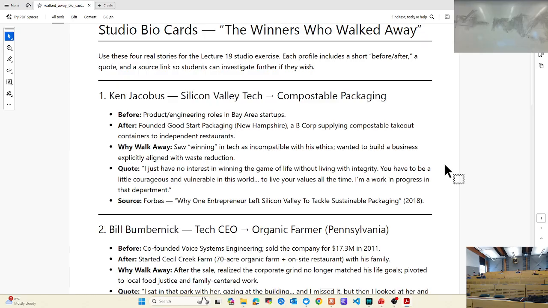Is there anybody in here who thinks that building compostable takeout containers for independent restaurants is useful? One person. The rest of you are like, fuck the environment, I don't really care. I'll just stay indoors with air conditioning. How hard could it possibly be? Right. I thought it was pretty cool.